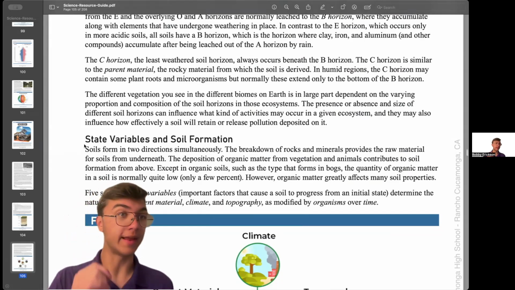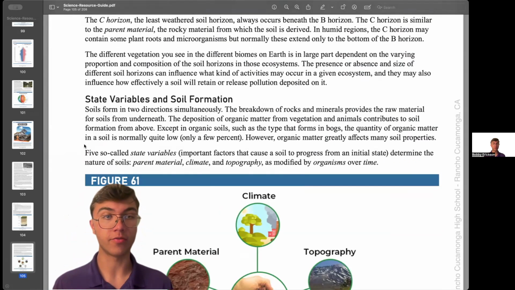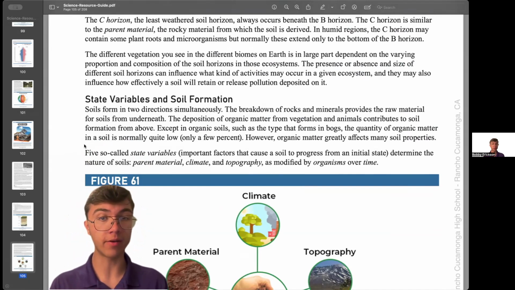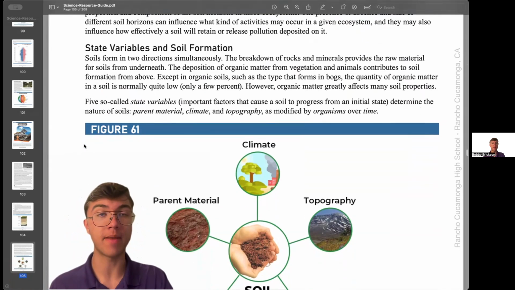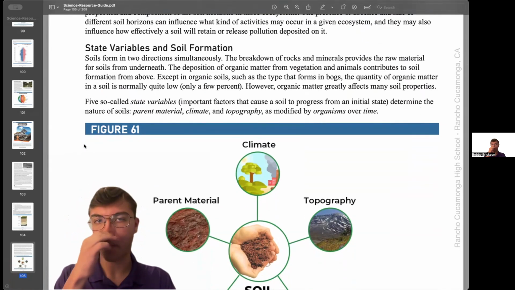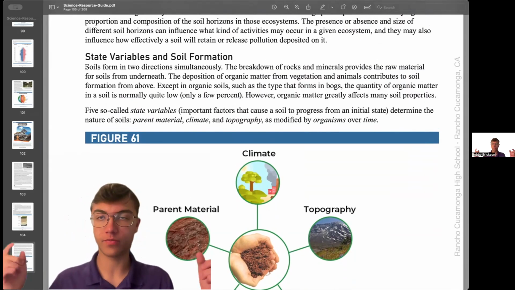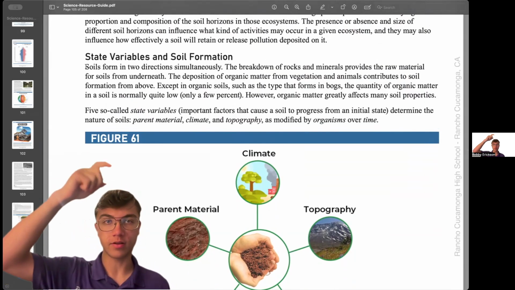And then we get into state variables and soil formation. So what actually forms soil and what are the important aspects that make up soil? So the soils form in two different directions. So you can think top and bottom.